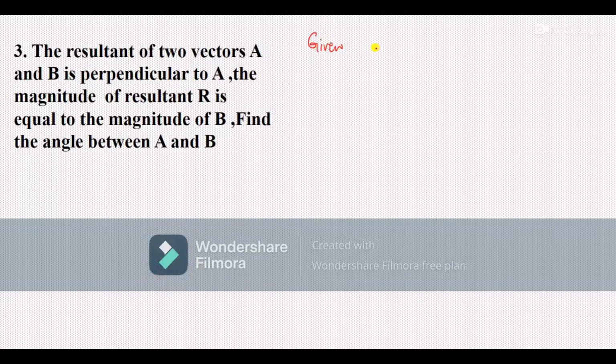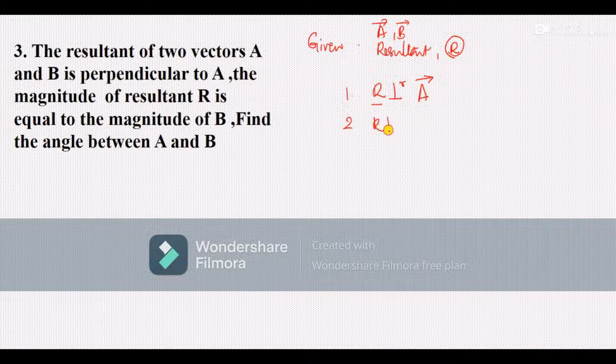The next question is about the resultant of two vectors A and B. It is perpendicular to A. So given our resultant R is perpendicular to another vector A. Here the given are A and B and the resultant is R. The magnitude of vector R is equal to the magnitude of B. And again we have to find what is the angle between A and B.